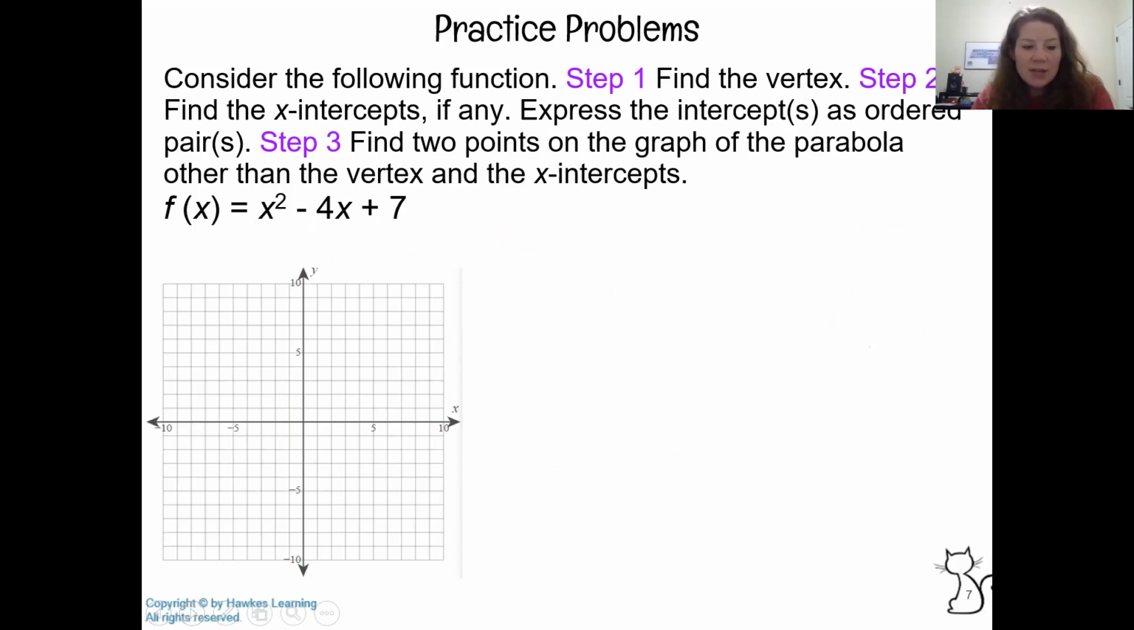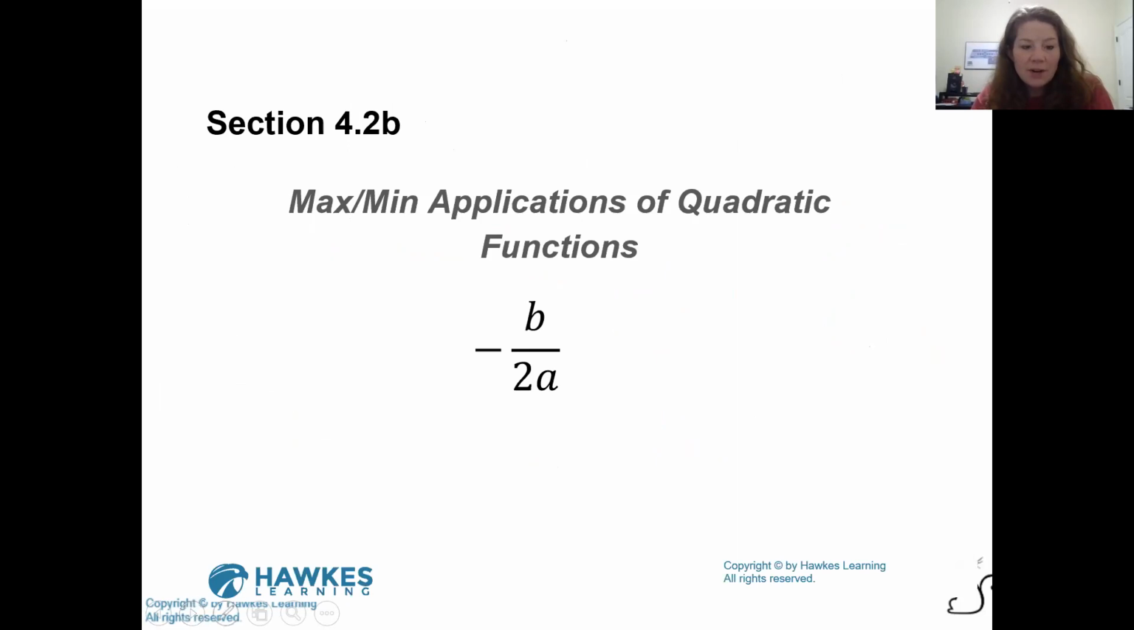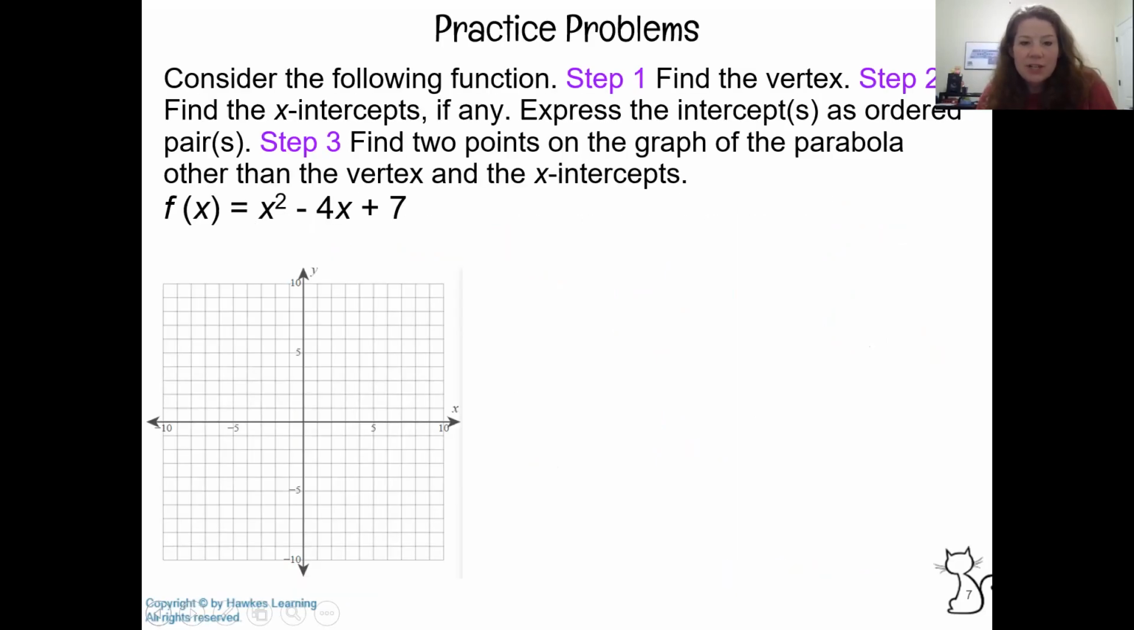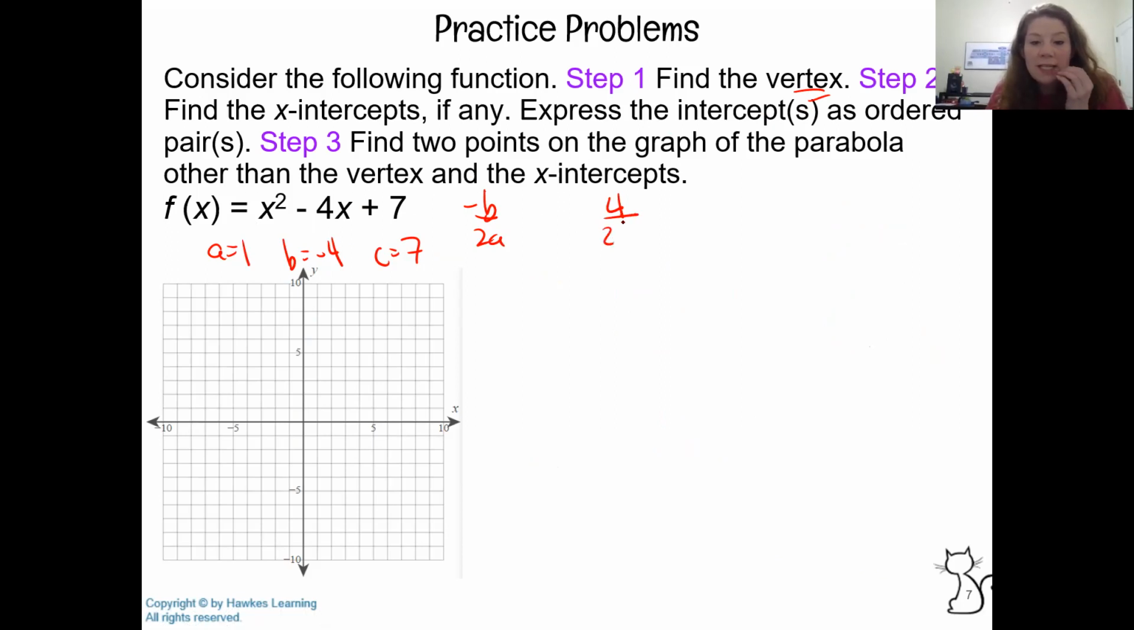All right, let's try another one. How many more do we have? All right, this is the last one of this section. So let's try it again. We have the vertex. So to find the vertex, we always do -b over 2a. So a is 1, b is -4, c is 7. So the opposite of b would be +4 over 2 times 1, which is 2. So 4 divided by 2 is 2. So that's our x value.